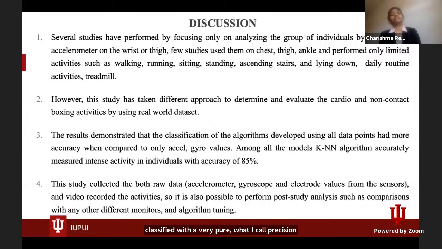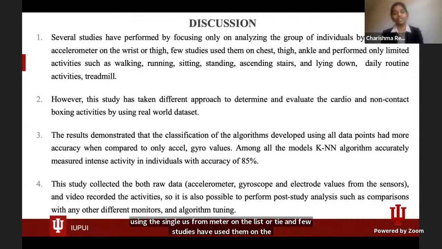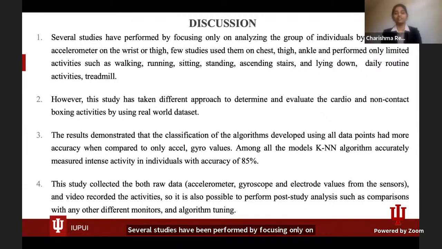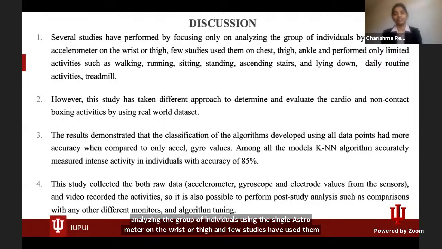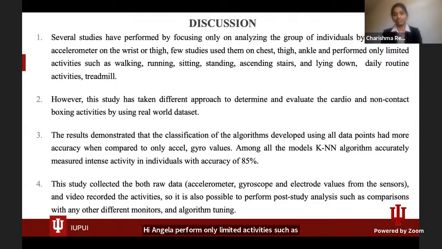Discussion. Several studies have been performed focusing only on analyzing groups of individuals using a single accelerometer on the wrist or thigh, and a few studies have used them on the chest, thigh, and ankle and performed only limited activities such as walking, running, sitting, standing, ascending stairs, lying down, daily routine activities, and the treadmill.